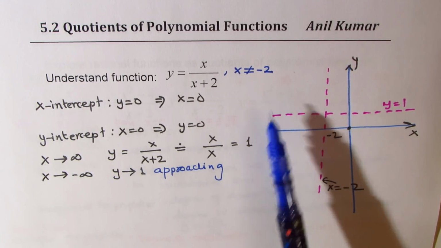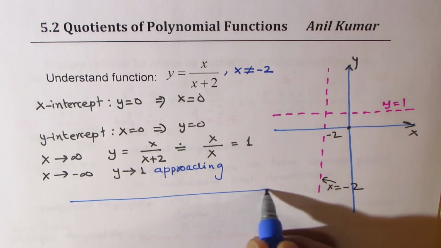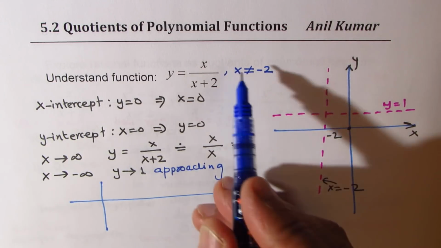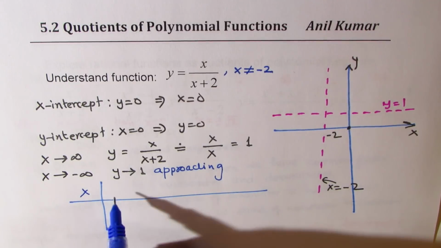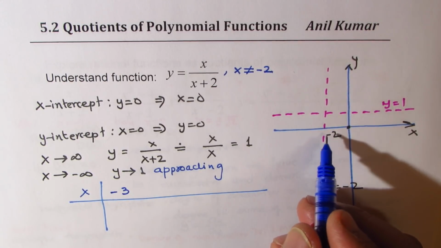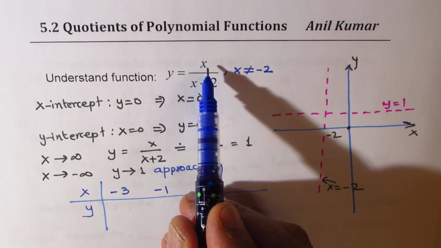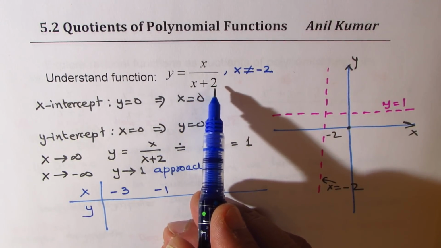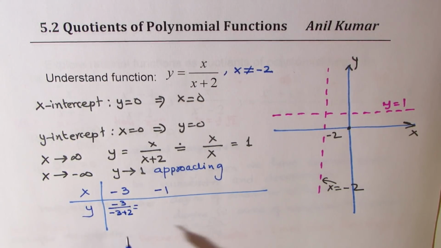Now if you take a few more values of x, we can make a table of values. We will write a few values of x and calculate y. Good values to take are close to -2, right? We could take either side. So let's take -3 on the left side and -1 on the right side. Then what is the y value? If I write -3 here, I get -3 divided by -3 plus 2, which is -3 divided by -1, which is equal to 3.